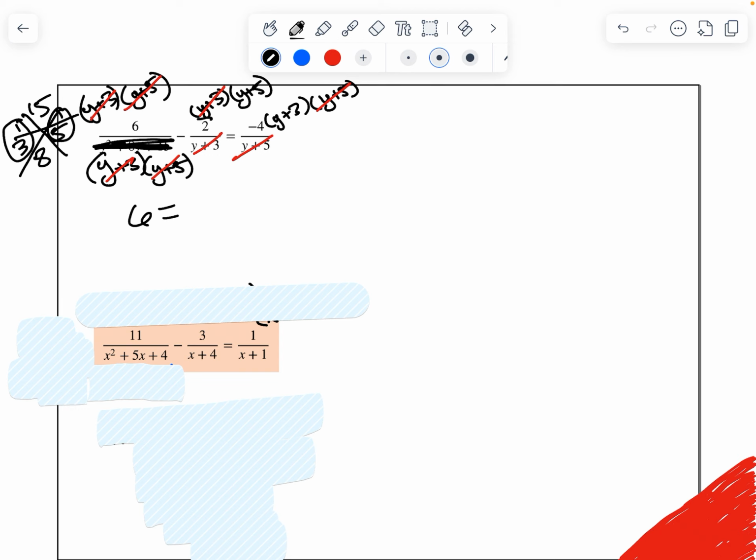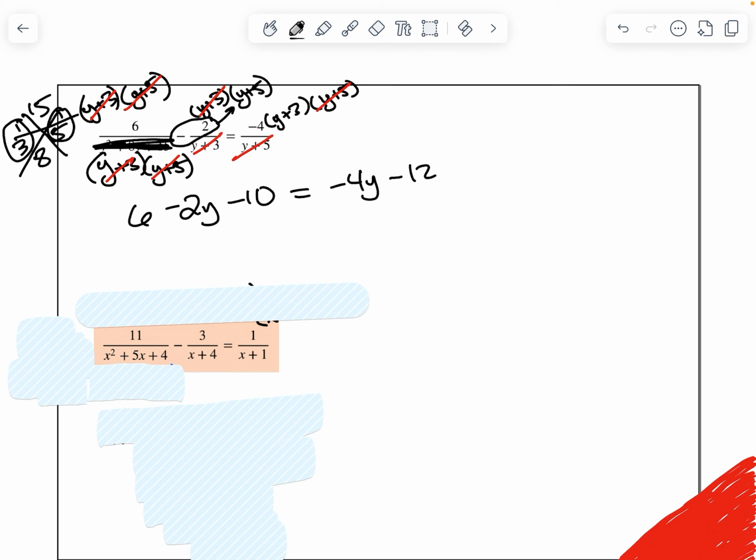Here, I've got, again, a -2. You've got to be really careful with that negative sign distributed into that parentheses. I did not mean to write an equal sign here. All right, 6 minus 2y minus 10 equals, again, we have a -4 distributed into that parentheses. So that'd be -4y minus 12. Combine like terms, that would be -2y minus 4 equals -4y minus 12.